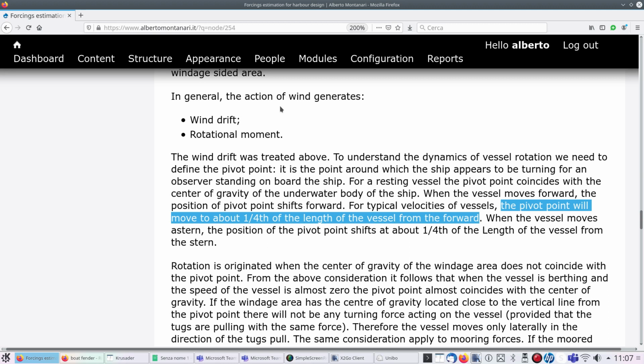Okay, and when the vessel moves astern, the position of the pivot point in a similar way shifts astern, and it may take, as a rule of thumb, the position in correspondence of one fourth of the length of the vessel from the stern.